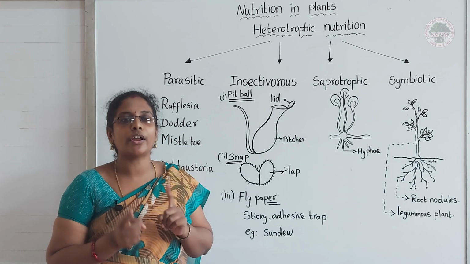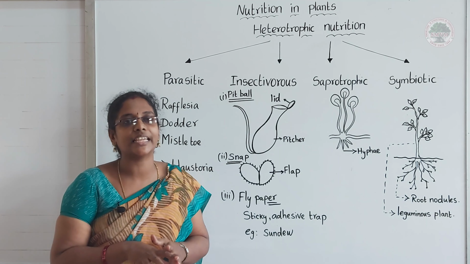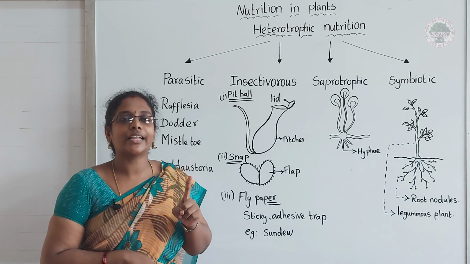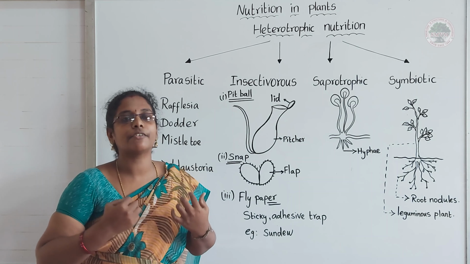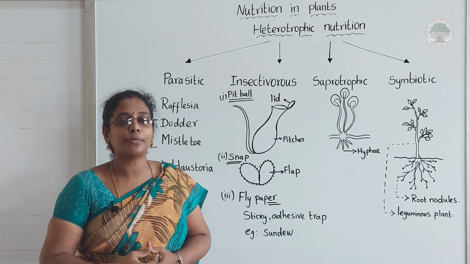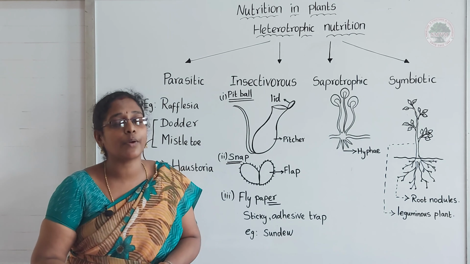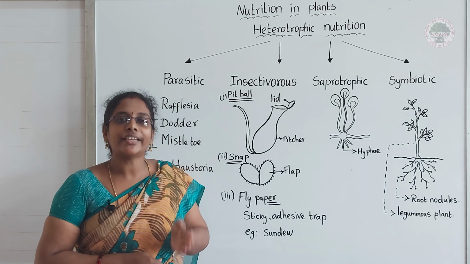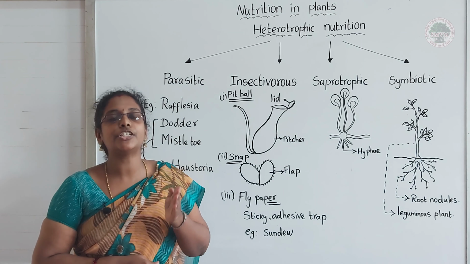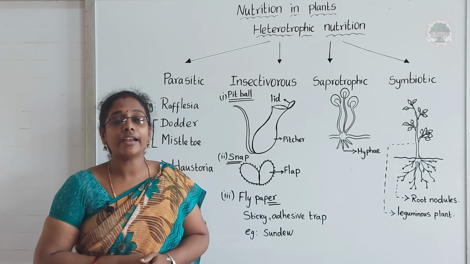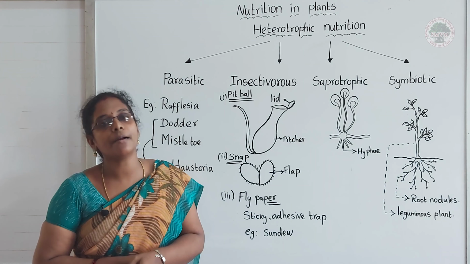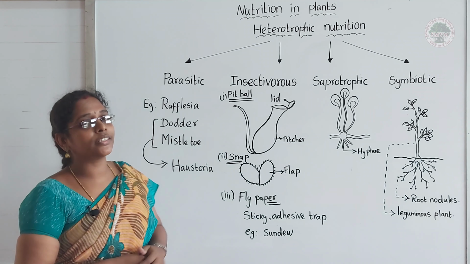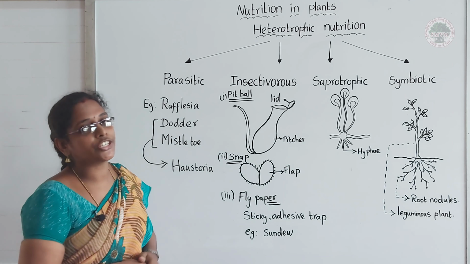Two different organisms are involved in this kind of nutrition. One organism gets the nutrients from the other organism, which means one is getting benefited and the other one is getting harmed because of this relationship. The organism which benefits is called the parasite, and the organism which gets harmed is called the host. A very good example of parasitic nutrition is Rafflesia.